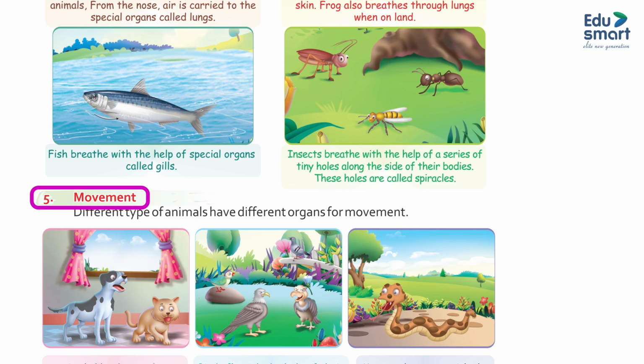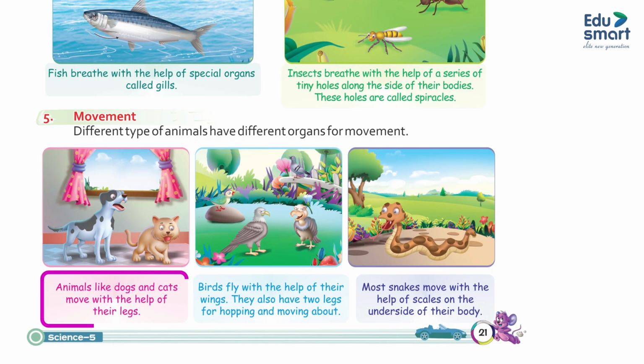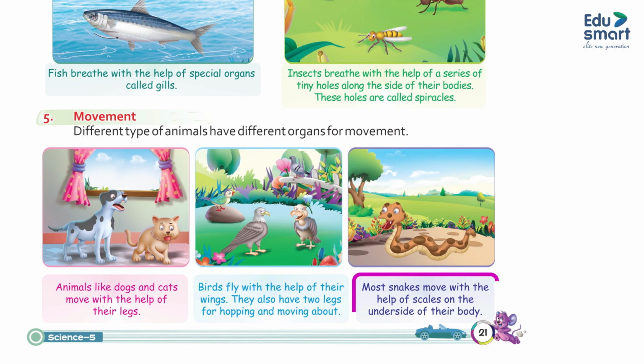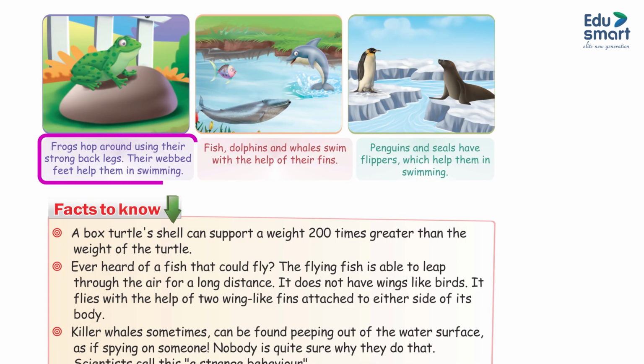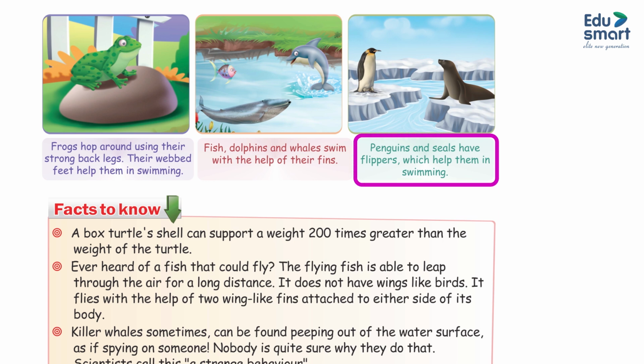5. Movement. Different types of animals have different organs for movement. Animals like dogs and cats move with the help of their legs. Birds fly with the help of their wings. They also have 2 legs for hopping and moving about. Most snakes move with the help of scales on the underside of their body. Frogs hop around using their strong back legs. Their webbed feet help them in swimming. Fish, dolphins and whales swim with the help of their fins. Penguins and seals have flippers which help them in swimming.